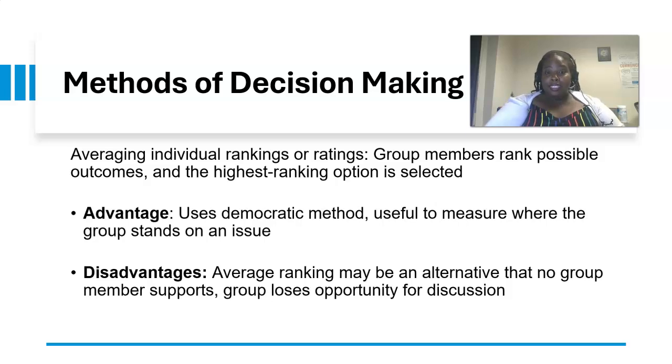The disadvantages are that the average ranking can be an alternative that no one in the group supports, and the group loses the opportunity for discussion. So it might be a great springboard to decision making, but the decision making doesn't have to stop here. You can use the averaged rankings to test the climate and then have further discussion from there.